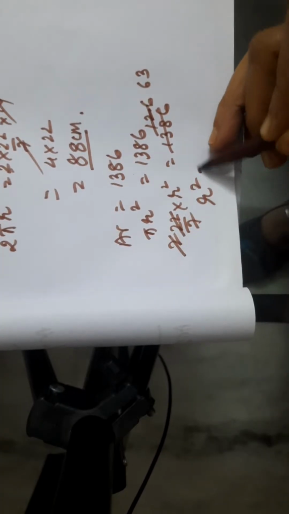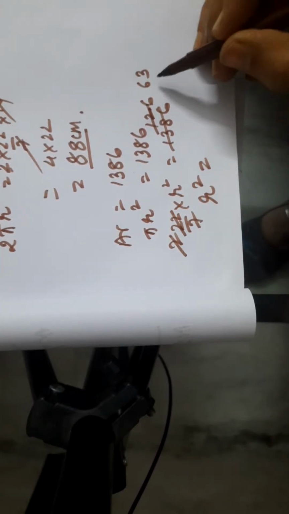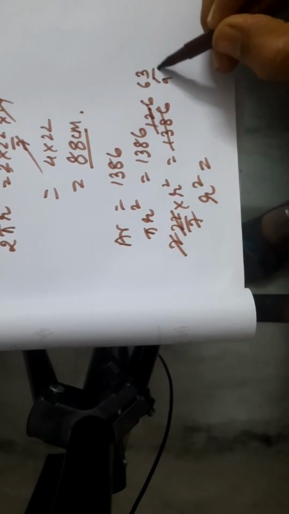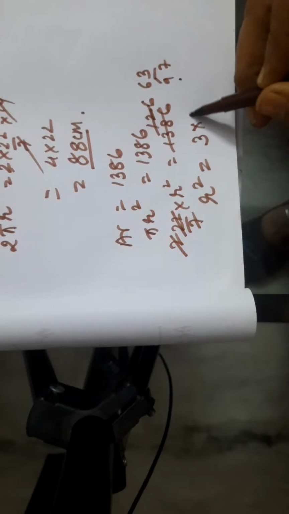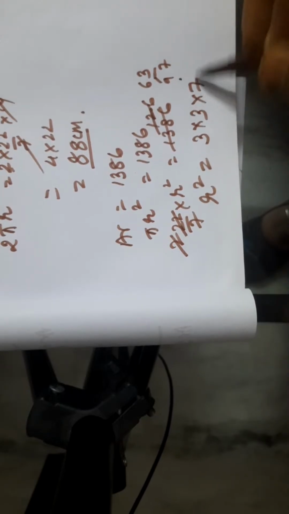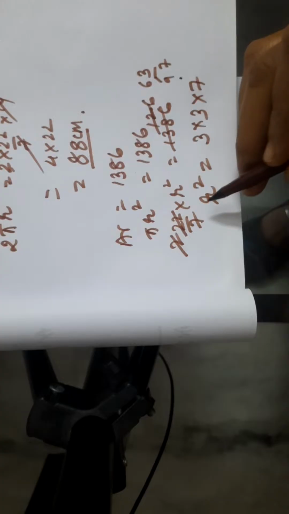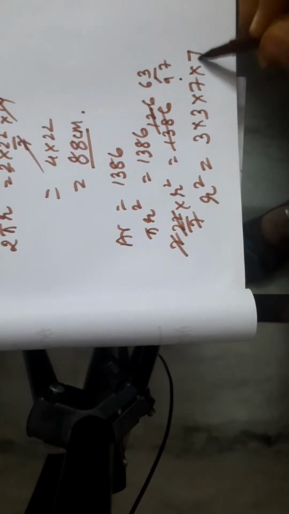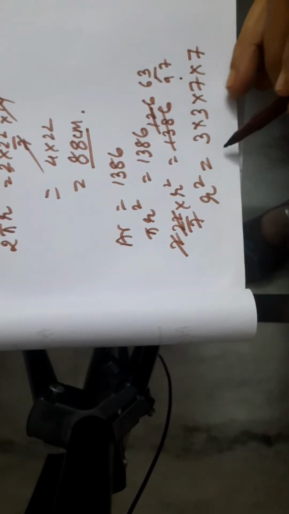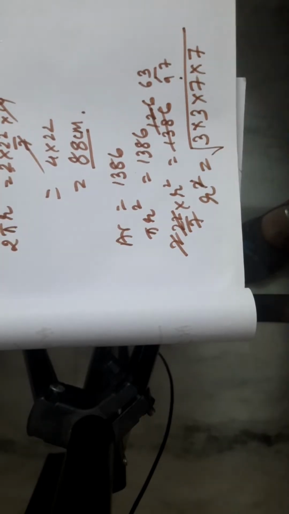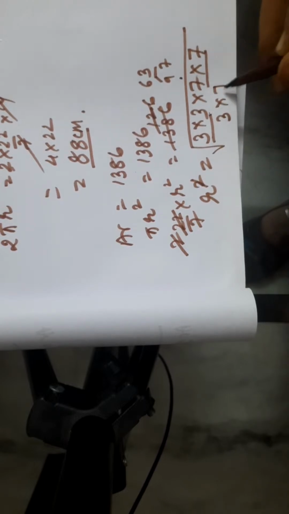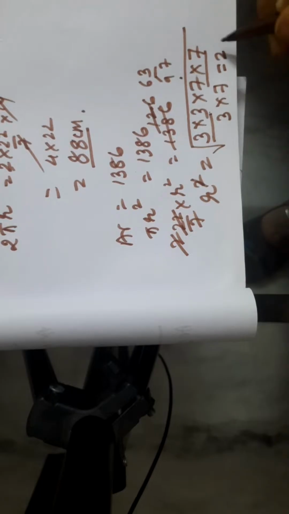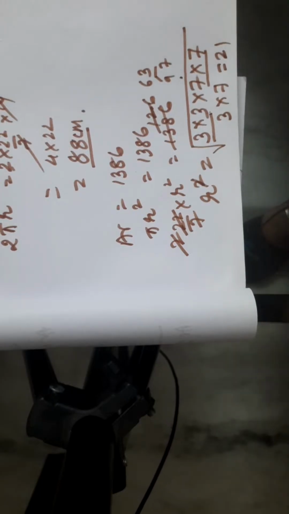R square is 63. 9 7s are 63. 9 can be written as 3 3s are 9. 1 7 is there. And this 7 is being multiplied, cross multiplication, so one more 7 we got. Now we need to find the root of this to find R. So the final answer is 3 out from the 3s, 1 7 out from the 7s. So radius is 21. We got the value of radius.